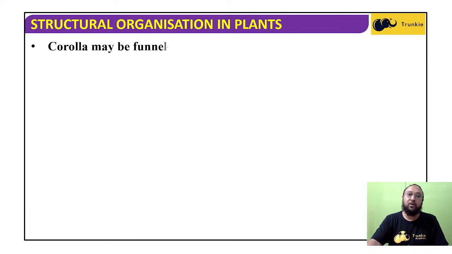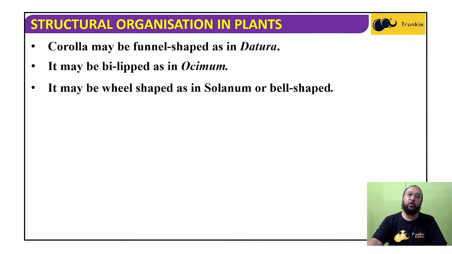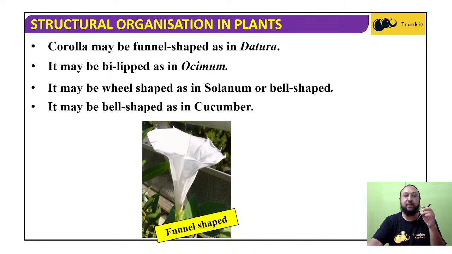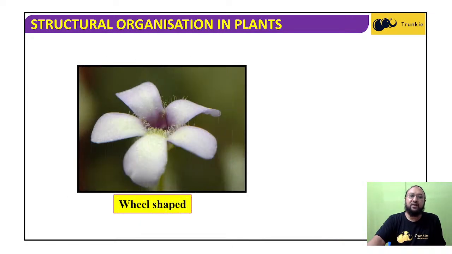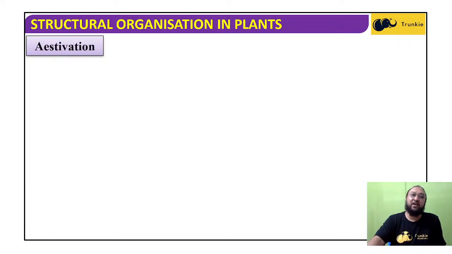Now the corolla may be funnel shaped as in Datura, or it may be bi-lipped as in Ocimum sanctum, the Tulsi. Now it may be wheel shaped as in Solanum, or bell shaped as in Cucumber. Here you can see funnel shaped, here this bi-lipped, here the wheel shape, and here is the bell shape. So there is a variation in the shape.